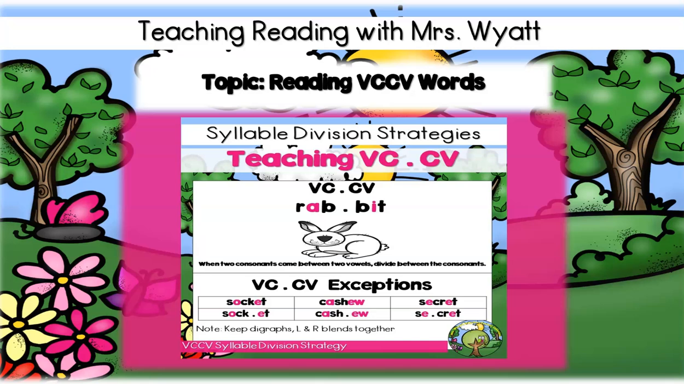For this one, we're talking about teaching VCCV words. When two consonants come between two vowels, typically you're going to divide between those consonants. So for the word rabbit, you have your first vowel and then your second vowel, and between those two vowels you have two consonants.